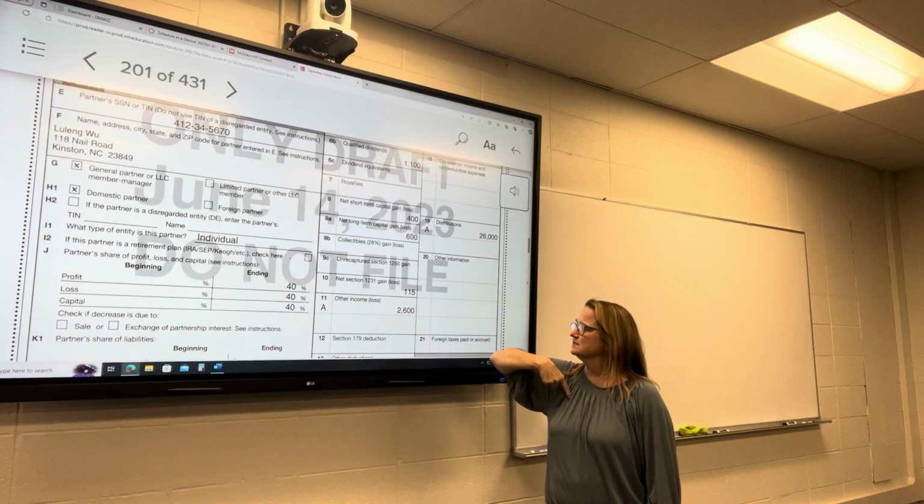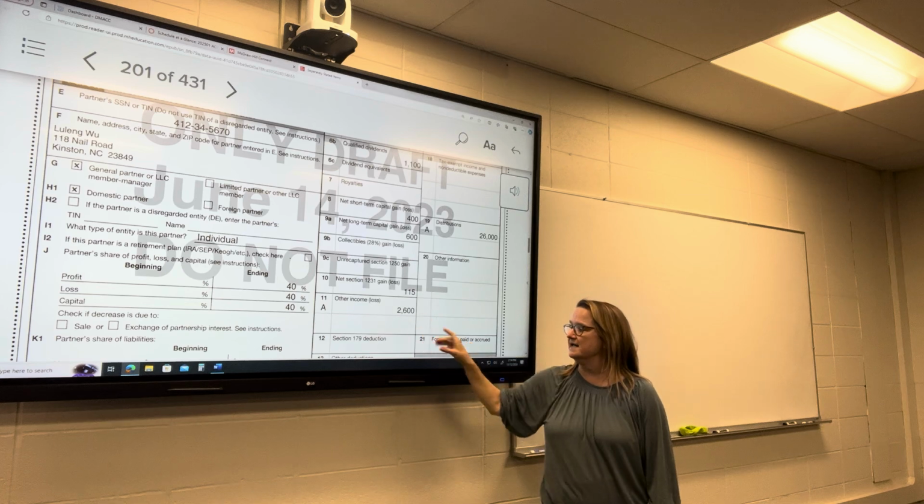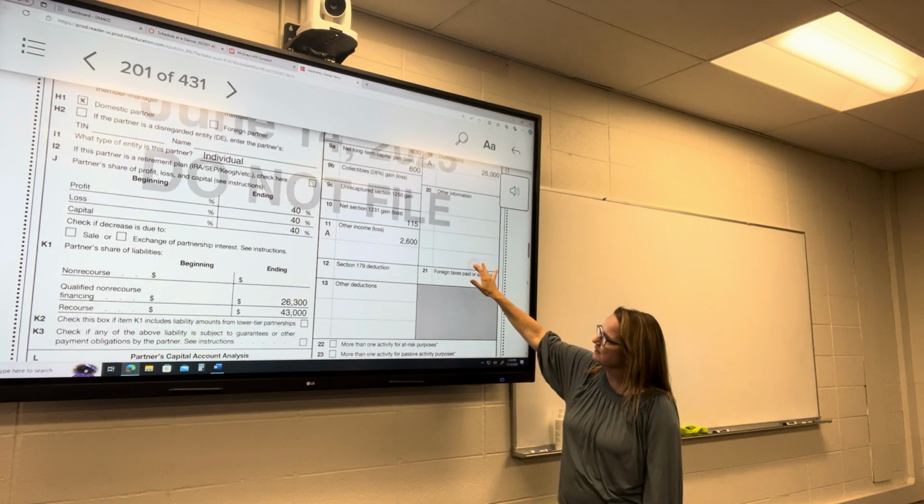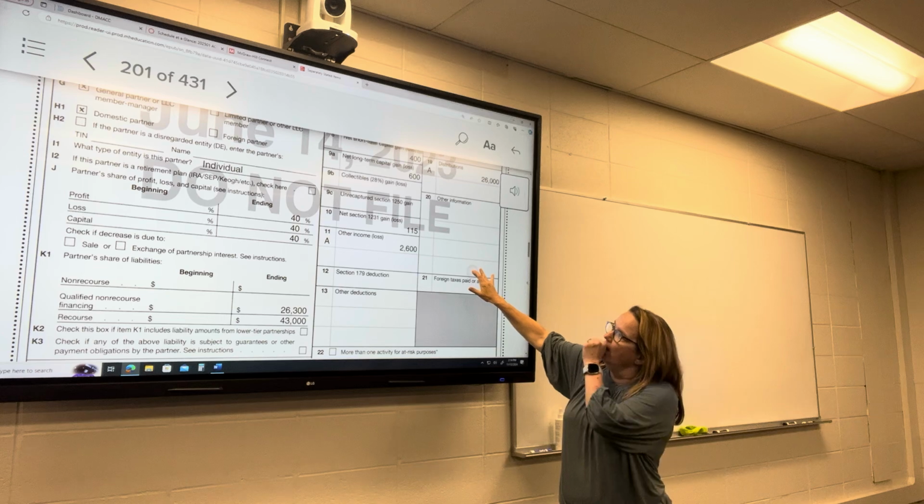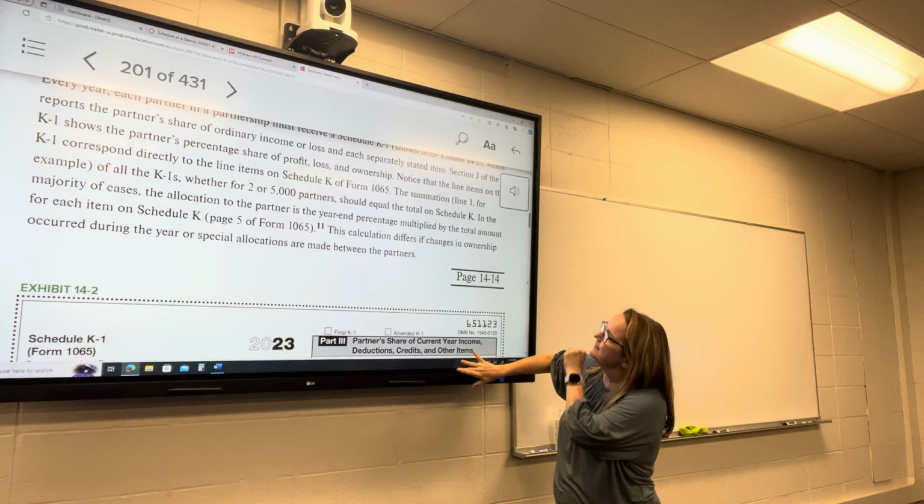1231 gain or loss there. Other income, what is other income? 2,600. I'm not sure what that is.